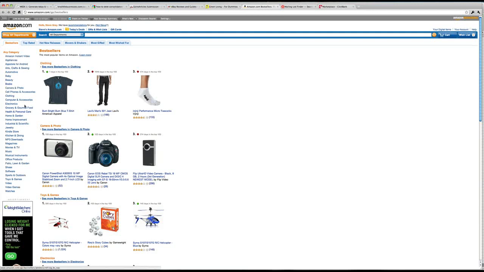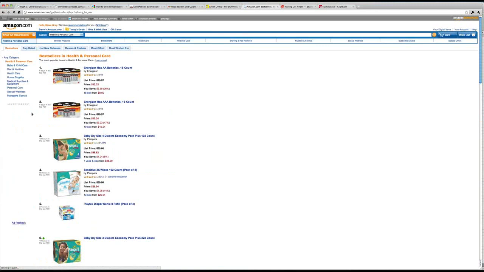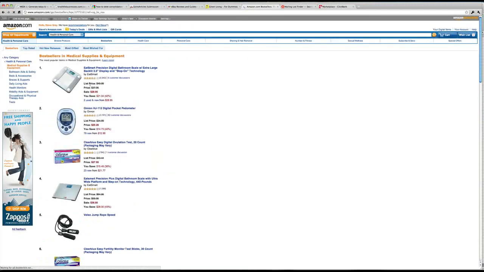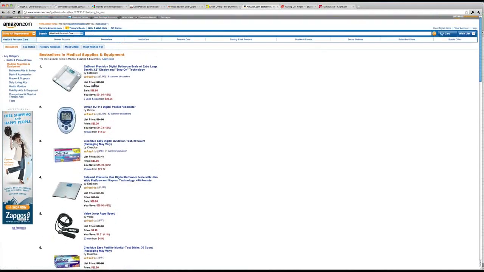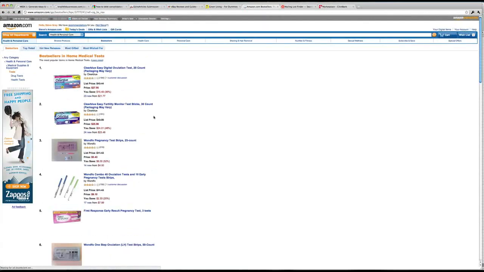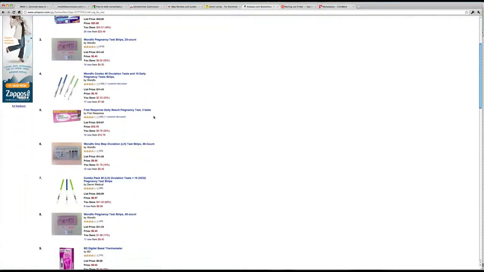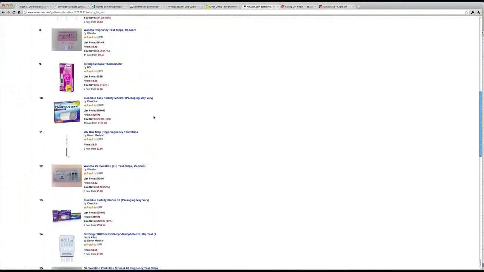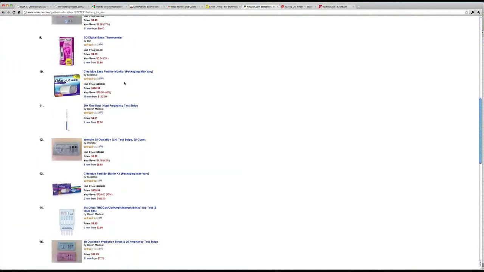Let's just go to health and personal care, and let's go to medical supplies and equipment. Let's look on test and see what comes up. Lots of pregnancy tests. There's a fertility monitor. All right, so here's an example, fertility monitor.